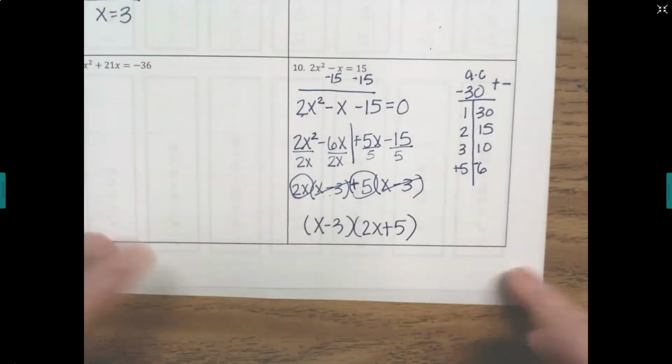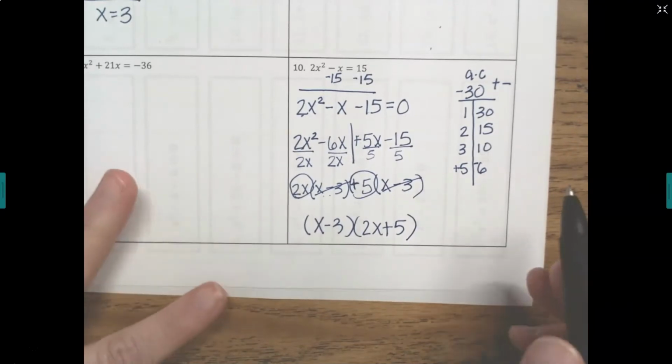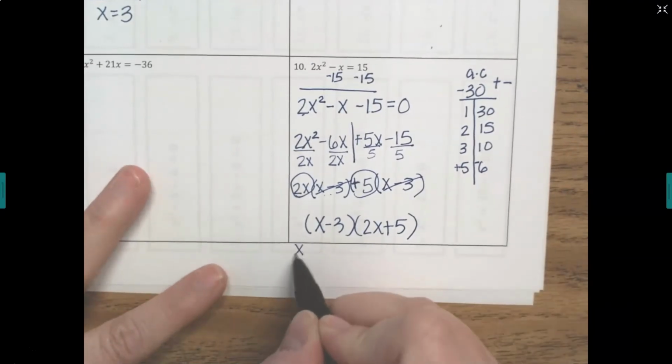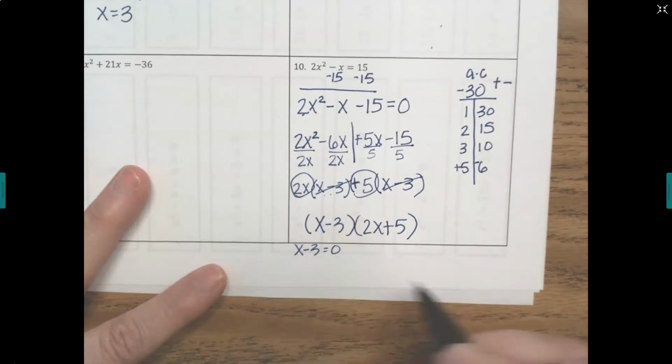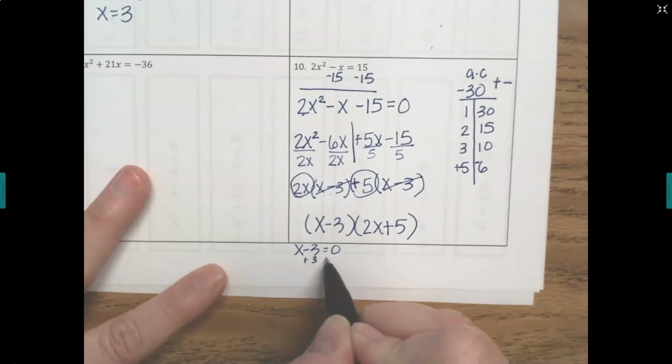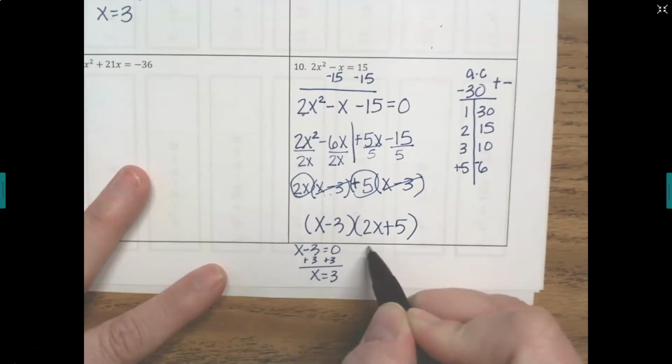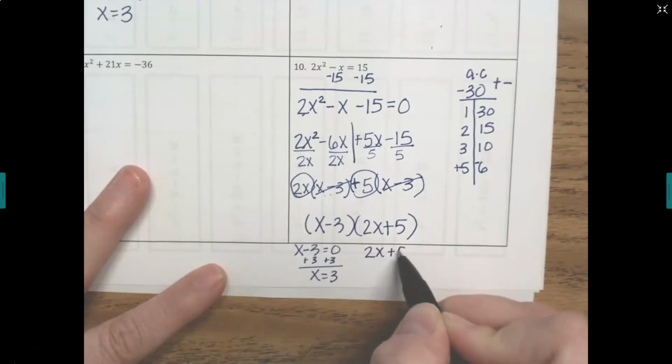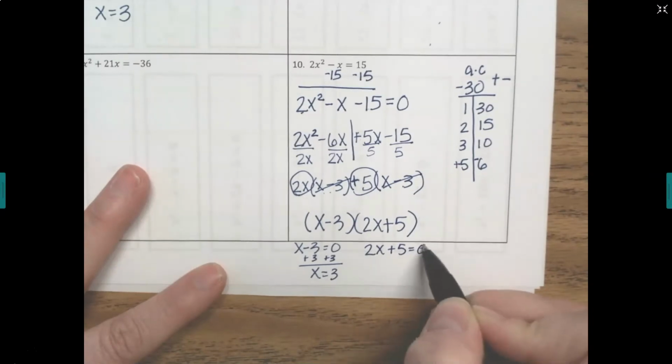So that's factored, but remember, we're solving. So you want to take one more step. x minus 3 equals 0. Add the 3 to both sides, and you get x equals 3. This one's not trickier, it just has one more step to it.